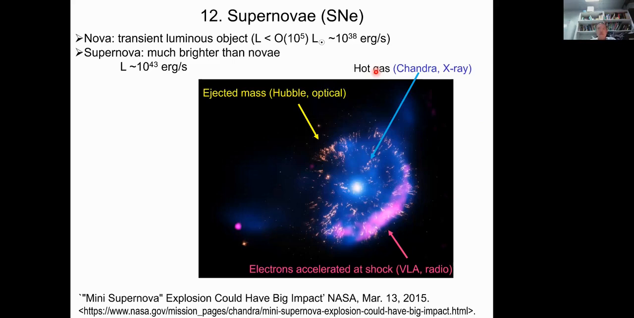And what is a supernova, or supernovae? Before the supernovae, there should be nova. Nova is a transient luminous object. The luminosity is as high as 10 to the 5 times solar luminosity. So that is a kind of luminous object. But supernova is supernova, so it's much brighter than novae. The luminosity is of the order of 10 to the 43 erg per second. So supernovae are very luminous objects.